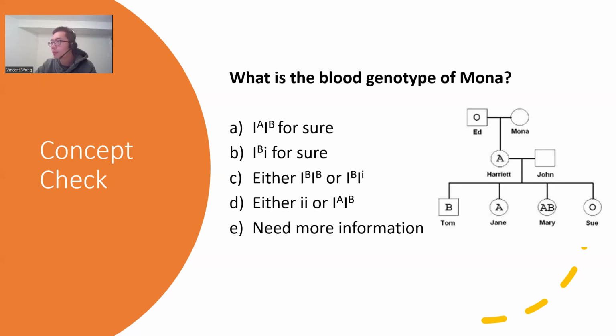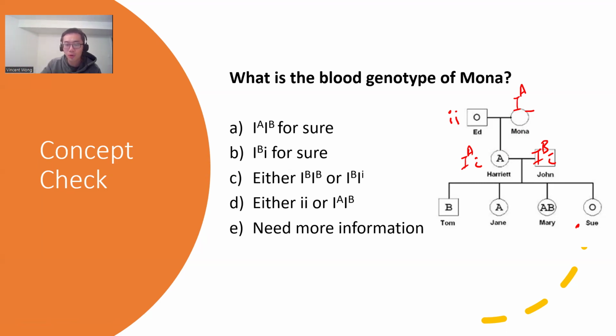Okay, more people chose something this time. Very good. So Sue is little i, like before. We already know John is IB and i, right? Okay, and Harriet is IA little i. So Ed is little i. And what about Mona? Well, Mona for sure is going to have IA as part of her genotype, but the other one, we don't know what it is.